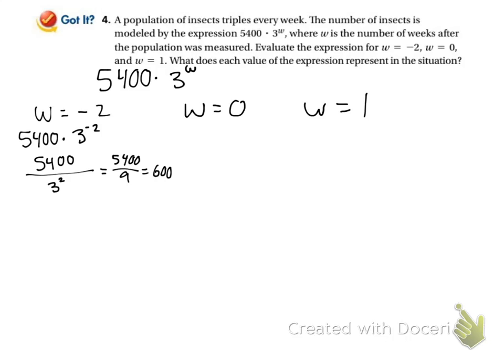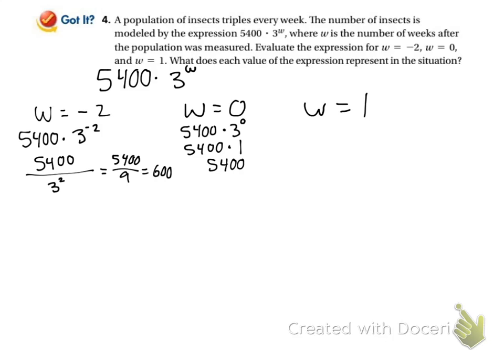Okay, now let's plug in 0. So 5,400 times 3 to the 0, that's just 5,400 times 1, right? So we get 5,400. And again, since this is a story problem, we're working with a real life situation. It's talking about the populations of insects. And so W is standing for the number of weeks after the population was measured. So if we're plugging in 0, we're talking about right when it's measured, right?